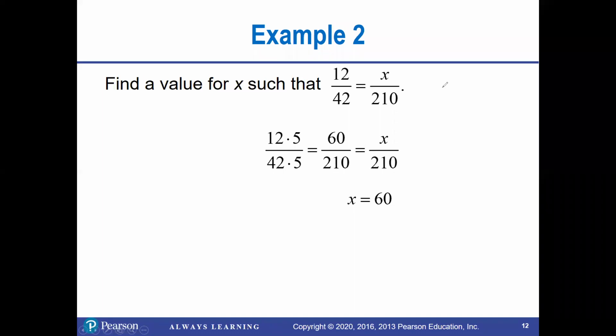Try this again here. We could have said this reduces by, oh, it looks like 6. So that's a 2, and this would be a 7. And then I know what times 7 would give me 210, which would be 30. So 2 times 30 is 60. So again, it does work.